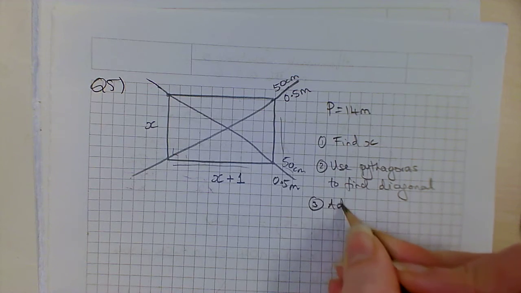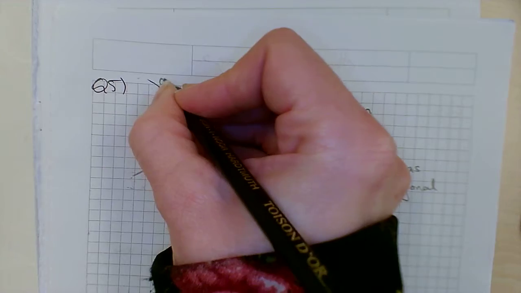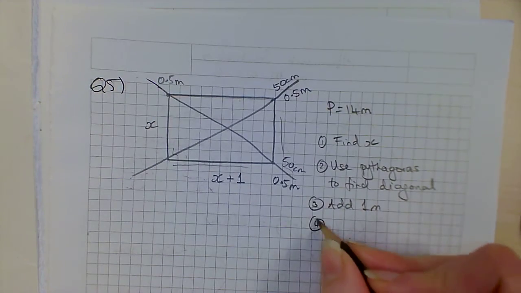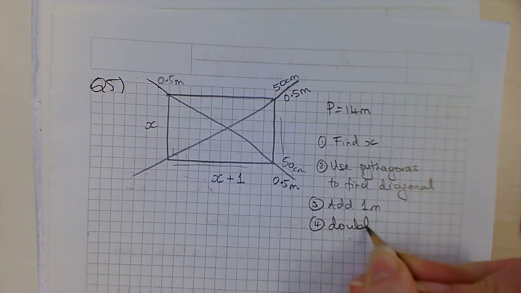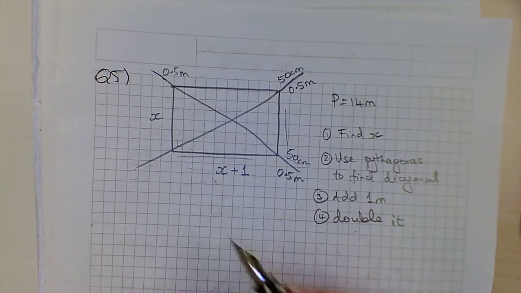Then we're going to add 1 meter. Why 1 meter? Half a meter and half a meter on either end. And then double it because we have 2 cables. So let's go through that procedure.